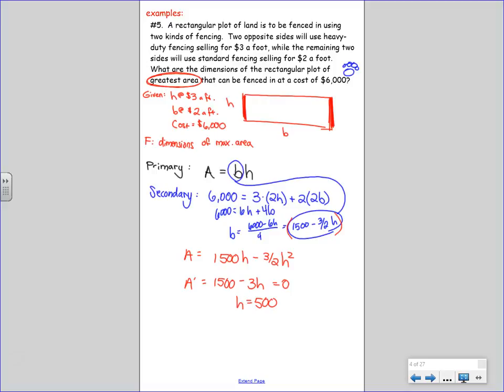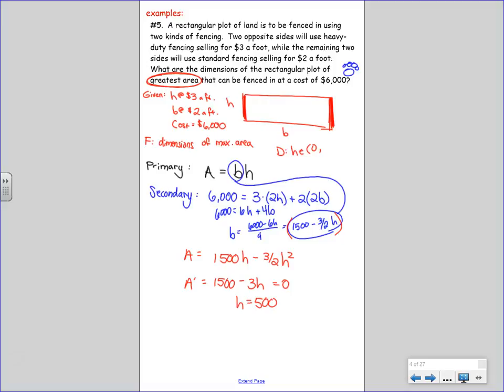Who's my variable? H. How small can H be? Would that really make a rectangular plot of land if H was 0? No. Even though you're right, don't say 1, because H could be 1/2, and I still have a rectangle. Couldn't I just say it can't be 0, but it can be anything greater than 0? But it's not closed, so it's not an endpoint.